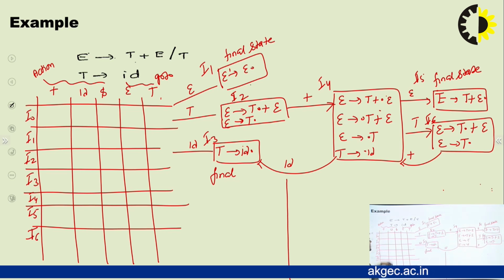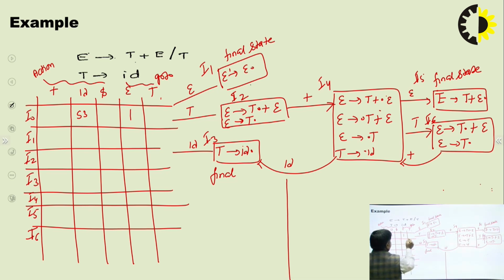Now from I0, plus no operation. From I0 to ID, that is I3. It means here is a shift 3. And from E, that is 1. From T, that is 2. State number 2, I2. And plus no operation. Now this parsing table has been completed for this state I0. I1 dollar, that is accept. Okay. Now this is the I2 state.